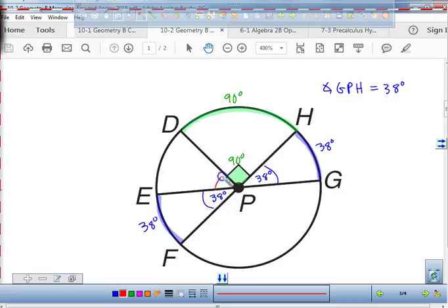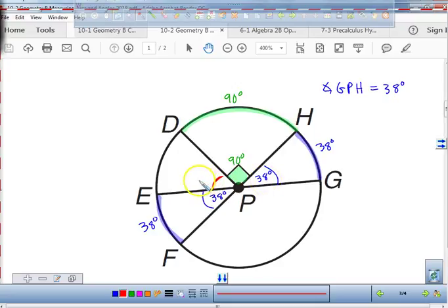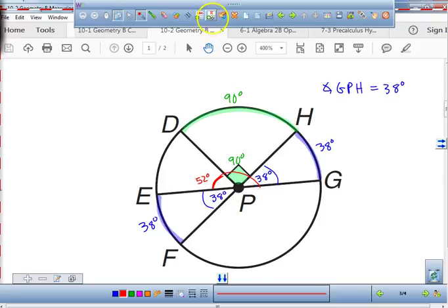Now, that's 90. That's 38. We know that all the way across is 180, right? So we have to just find the measure of this guy right in there. So how much do you think that's going to be? 52. 52 is right. Now, check it out. 52 and 38, what do they add up to? They add up to 90. Then we have another 90, and together that adds up to 180. So 52 plus 90 plus 38, they all add up to 180.